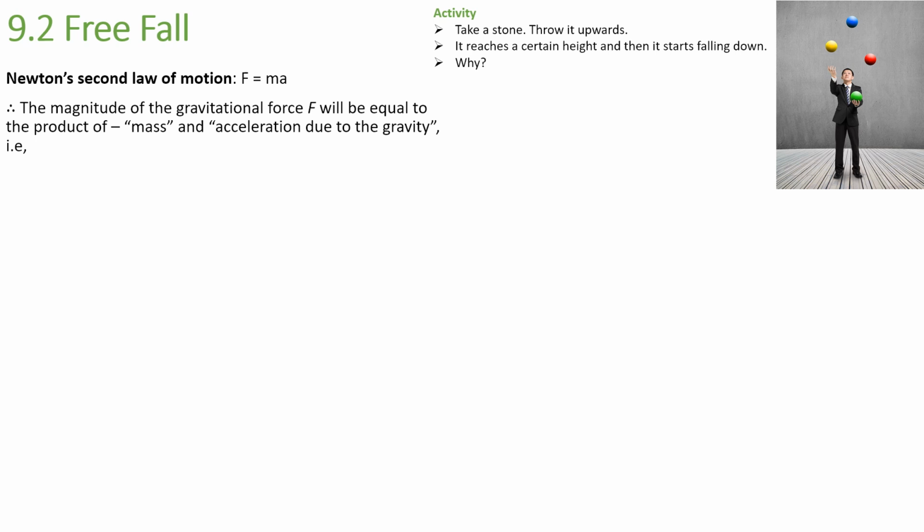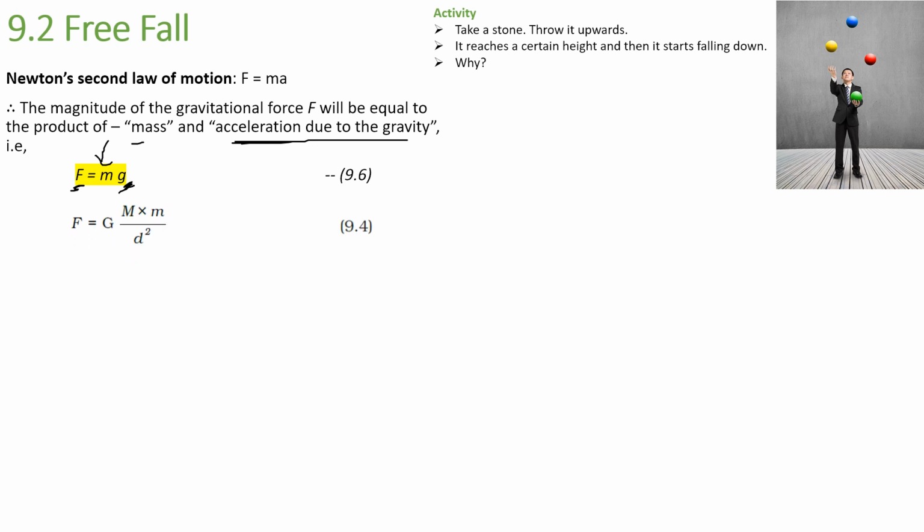The magnitude of the gravitational force F will be equal to the product of mass and acceleration. In this case, acceleration due to gravity, so I'll replace a with g. So now I can write F = mg. F is in general a force, but in this case it's a gravitational force. And g is acceleration in general, but in this case it is acceleration due to gravity. And of course, m is the mass of the object which is falling.